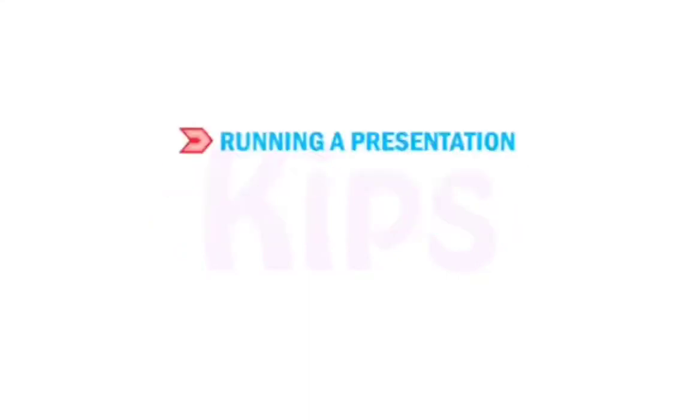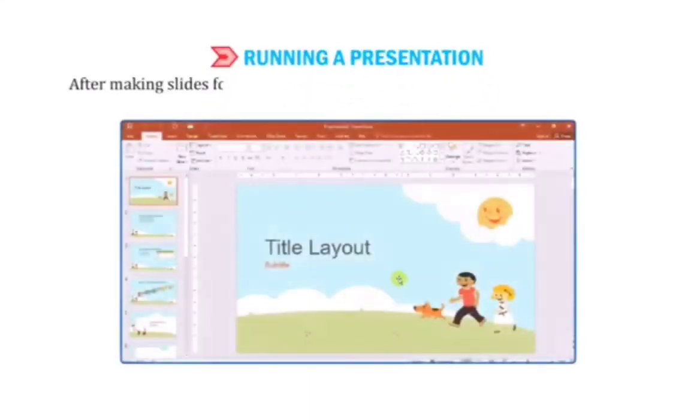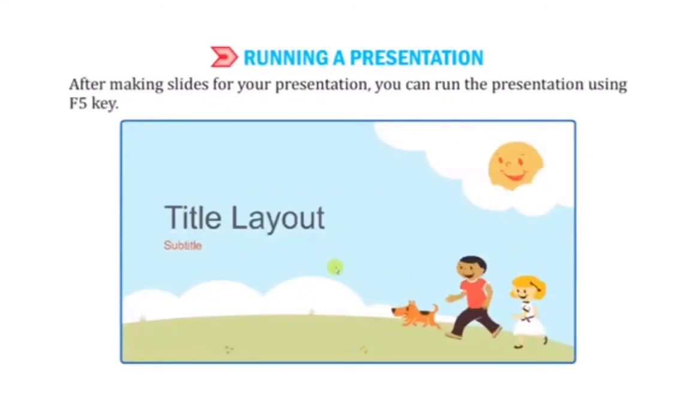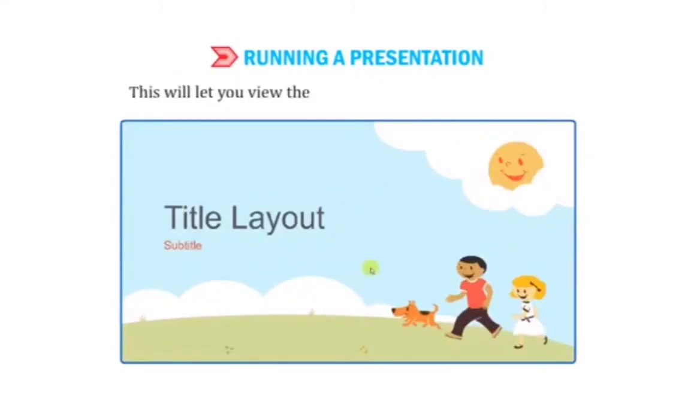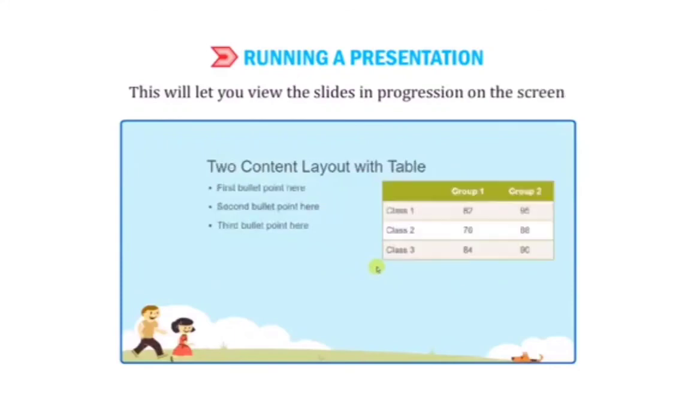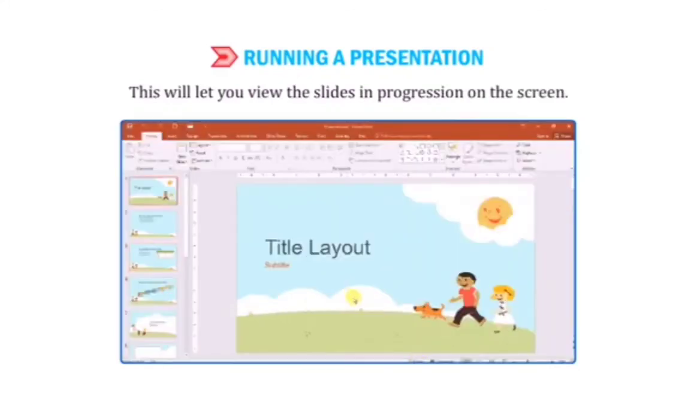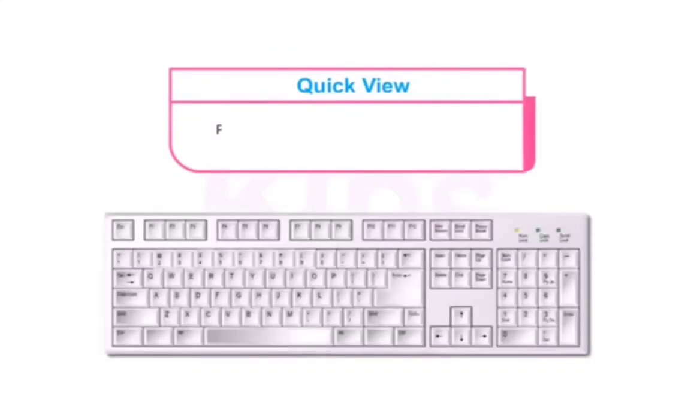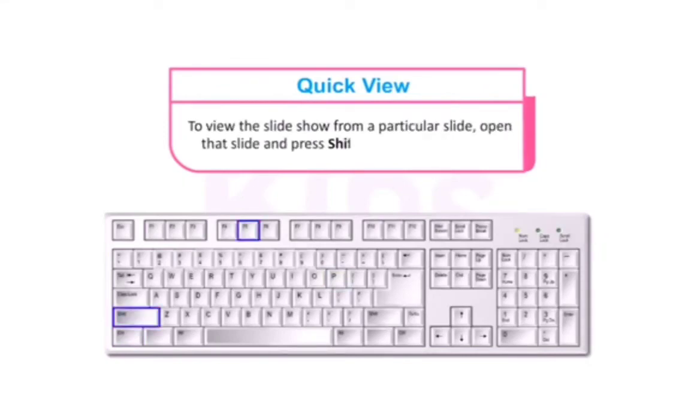Running a presentation. After making slides for a presentation, you can run the presentation using the F5 key. It is on page 81. This will let you view the slides in progression on the screen. Quick View. Press the Ctrl plus P key combination to print the slides. To view the slideshow from a particular slide, open the slide and press the Shift plus F5 key combination.